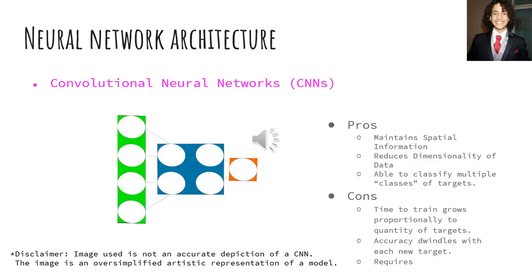So some of the cons include time to train the model growing proportional to the quantity of targets, the accuracy dwindles with each new target we want to detect, and it also requires an extensive dataset available with varying degrees of ambient noise or different variations in duration for chords.